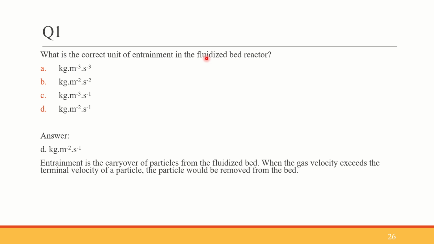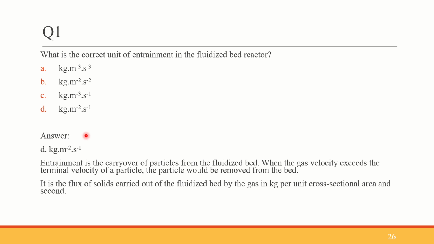How is it? Entrainment is the carryover of solids from the fluidized bed. When the velocity exceeds the terminal velocity, the particle would be removed from the bed. So it is the carryover of particles per unit time per unit area. So kg per meter square per second is the right answer. It is the flux of the solids: flux of the solids carried out of the fluidized bed by the gas in kg per unit cross-sectional area per second. So as I mentioned, it is the formula, and kg per meter square per second is the right answer.